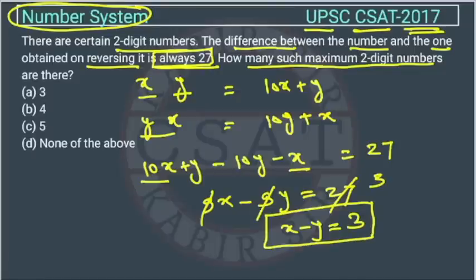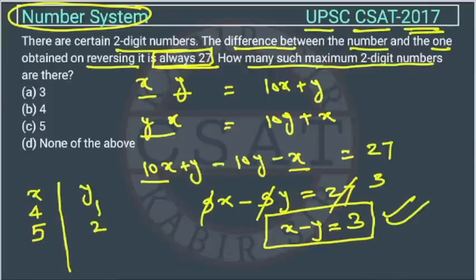So how many such maximum two-digit numbers are there? Now we can take x and y values such that the difference is 3. Suppose I take x as 4, then y is 1. 4 minus 1 is 3. Or we can take 5 and 2. 5 minus 2 is 3, so this satisfies the equation x minus y equal to 3, right? Or we can take 6 and 3, or 7 and 4, 7 minus 4 is 3. Or x is 8 and y is 5, or x is 9 and y is 6, right?